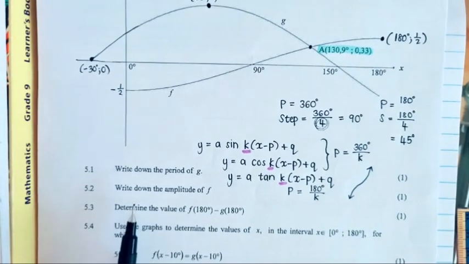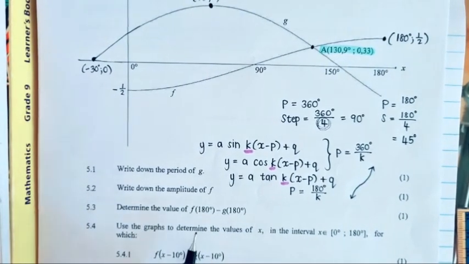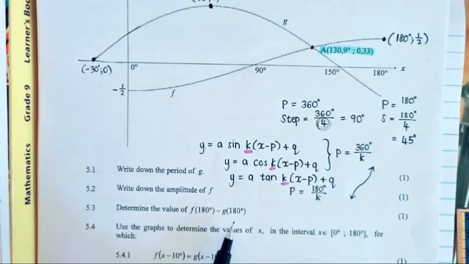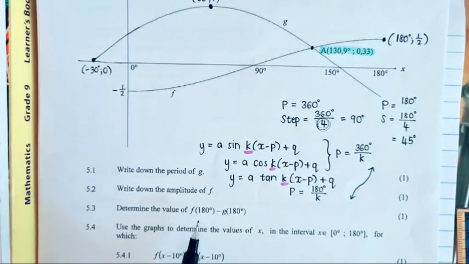Okay, so we're done with 5.2 now. Determine the value of F180 minus G180.